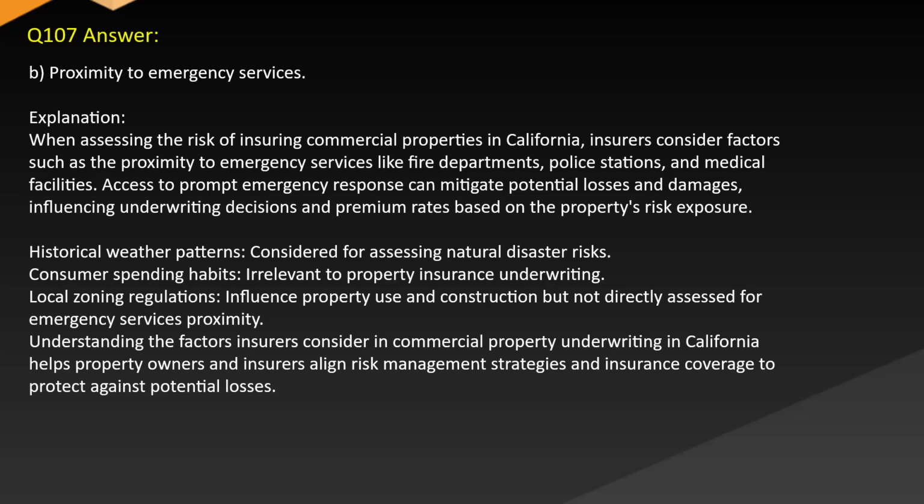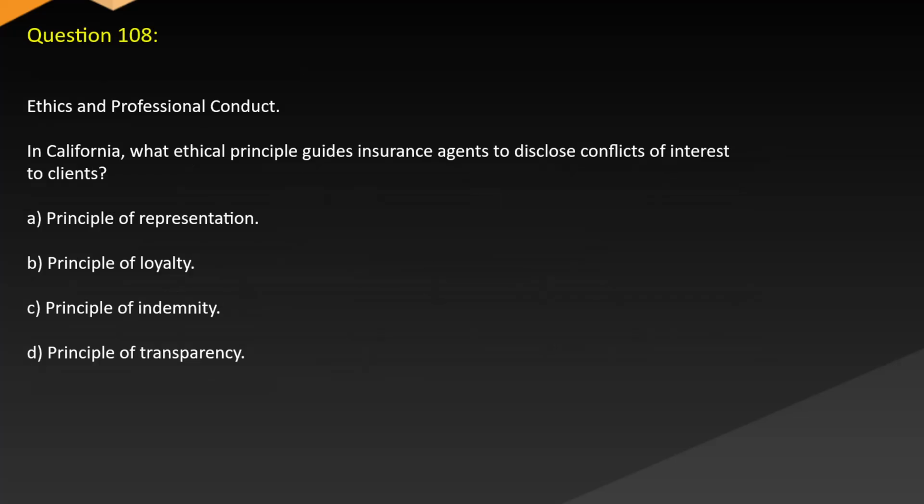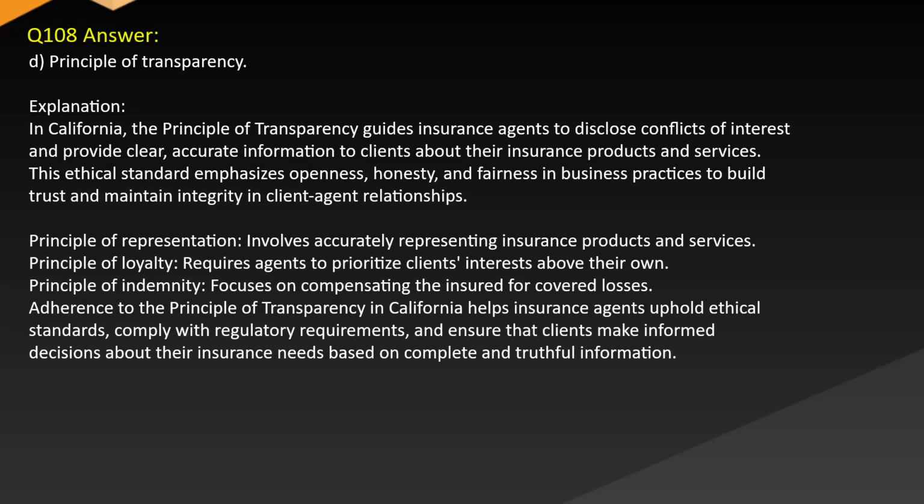Understanding the factors insurers consider in commercial property underwriting in California helps property owners and insurers align risk management strategies and insurance coverage to protect against potential losses. Question 108. Ethics and professional conduct. In California, what ethical principle guides insurance agents to disclose conflicts of interest to clients? A. Principle of representation. B. Principle of loyalty. C. Principle of indemnity. D. Principle of transparency. Answer: D. Principle of transparency.